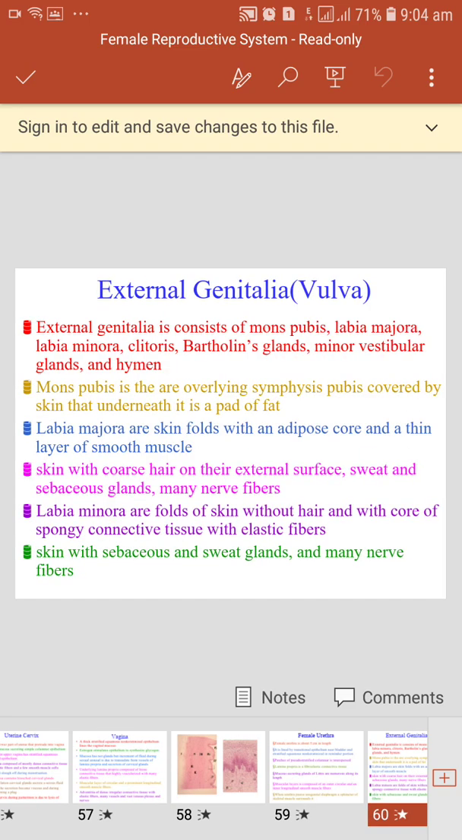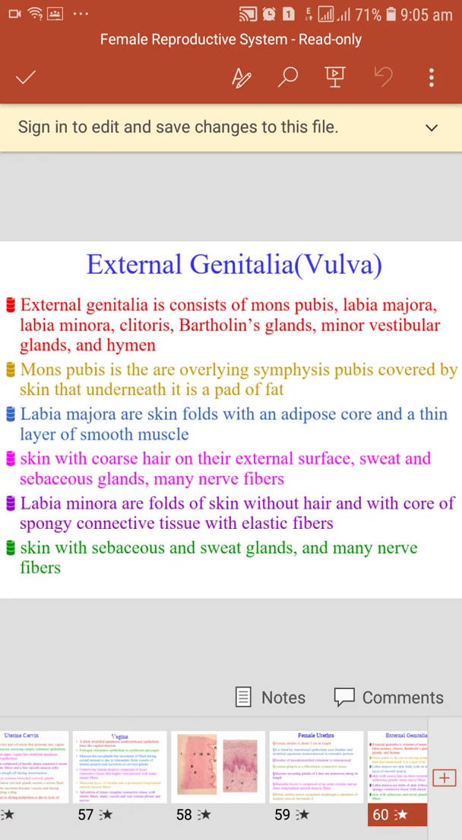Now coming to the external genitalia, the vulva. External genitalia mainly consist of the mons pubis, labia majora, labia minora, clitoris, Bartholin glands, minor vestibular glands, and hymen. The mons pubis is the area overlying the symphysis pubis, covered by skin, and underneath it is a pad of fat.